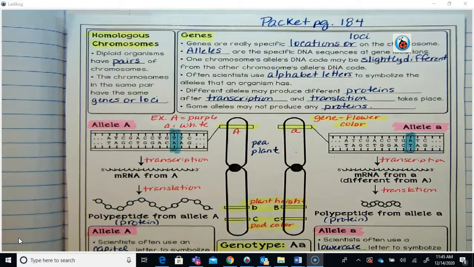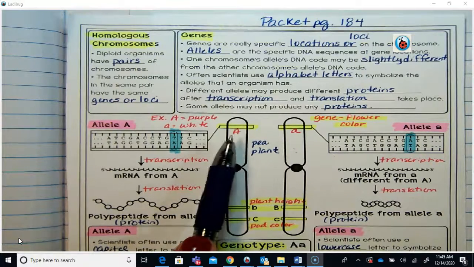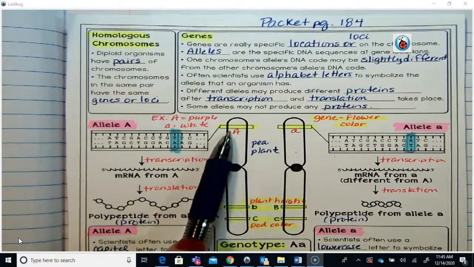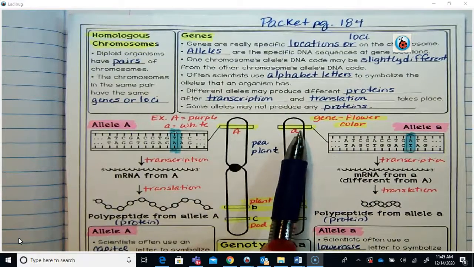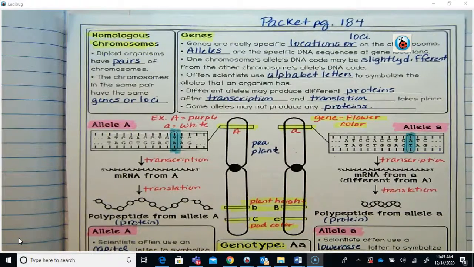Alleles are specific DNA sequences at gene locations. So this pea plant has the allele big A and has the allele little a. One chromosome's allele's DNA code may be slightly different from the other chromosome's allele's DNA code. Often scientists use alphabet letters to symbolize the alleles that an organism has. Different alleles may produce different proteins or polypeptides after transcription and translation take place. Some alleles may not produce any proteins.